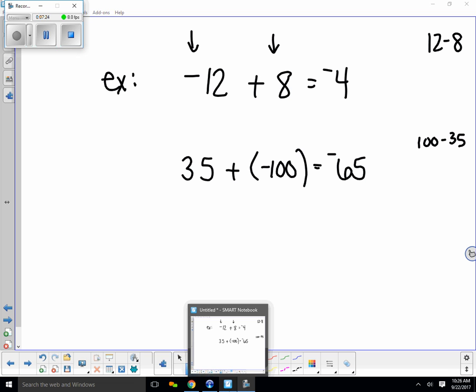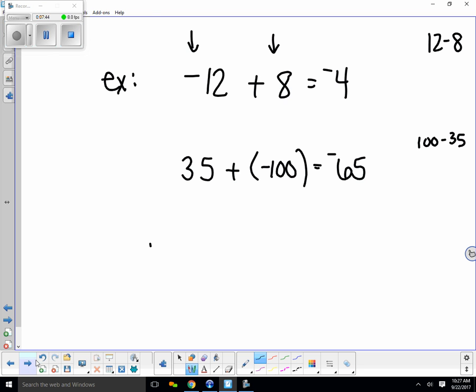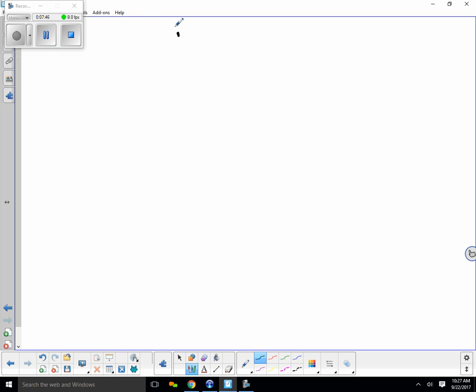What about when they're different, Ellen? Okay, so you're going to take the difference, so it means I'm going to subtract, and then the sign is determined by the larger number, okay? Anybody have a question with the adding part? Okay, so now we move to subtracting.